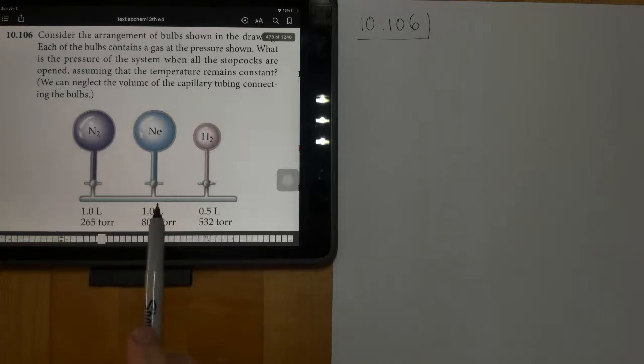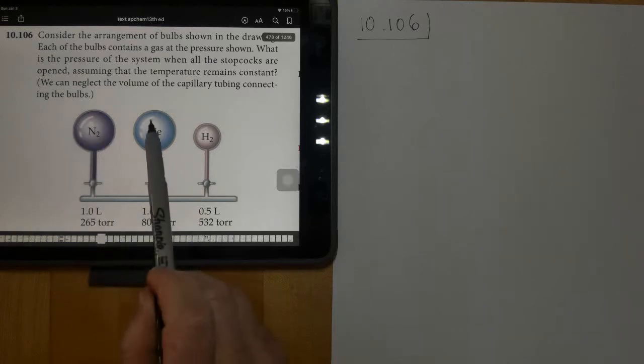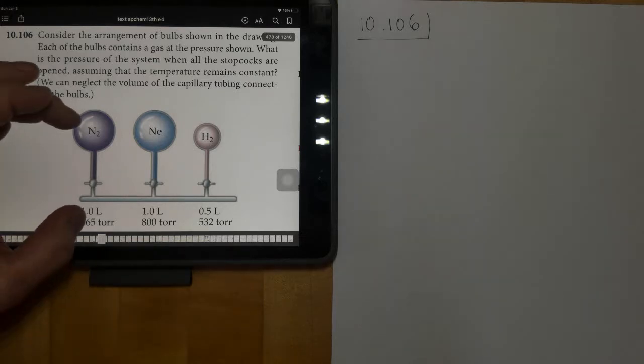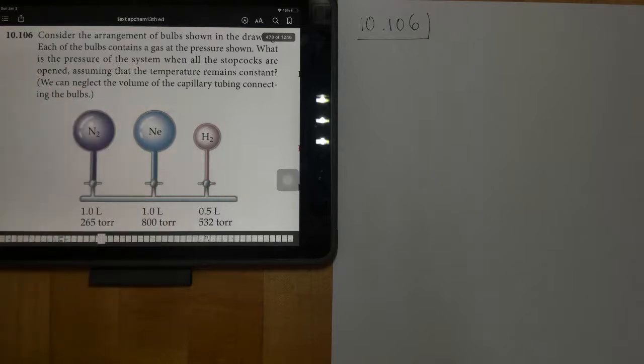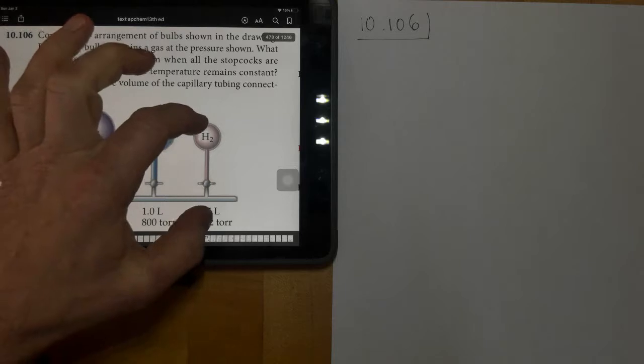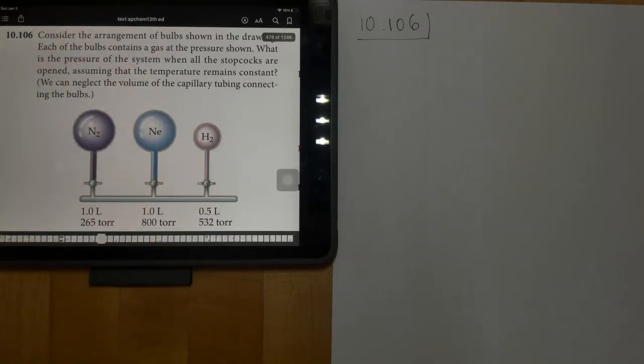So this little area right here, we're going to ignore that volume. We're just going to count this volume, and this volume. The way to attack this problem is to look at it in parts and to find the partial pressure experienced by nitrogen when it fills all containers, the partial pressure experienced by neon when it fills all the containers, and the partial pressure experienced by hydrogen when it fills all containers. Because remember, a gas fills the shape of its container, and when we open all of these little valves right here, the gases are going to all mix and fill the entire thing.